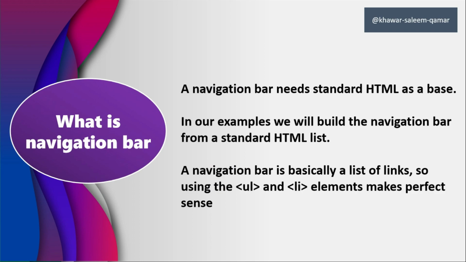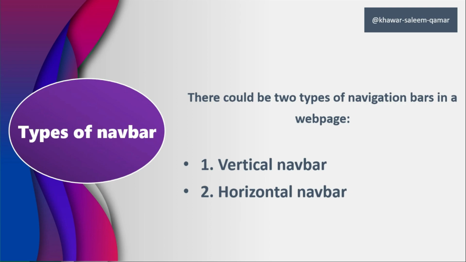So a navigation bar is created with basic HTML as a base, and then we style that HTML using CSS, and using the list, the unordered list in this case seems a better option to do this job. So there are actually two types of nav bars, as you have seen in different websites. They could be vertical nav bars or horizontal nav bars. Vertical nav bars are usually found on the left or right side of the website, whereas horizontal nav bar is mostly found at the top or bottom of the web page.